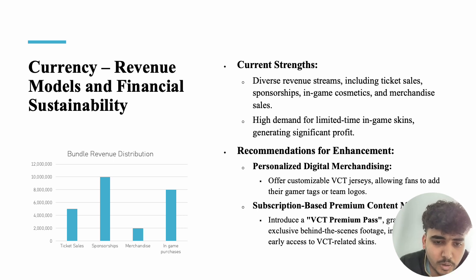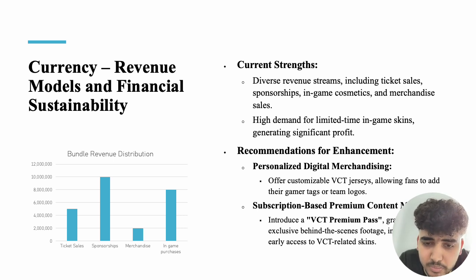So on my left you can see the distribution of the revenue, how it is collected, right? The first one is sponsorship, that is 10 million. The second one is in-game purchases, that is 8 million, followed by ticket sales, that is 5 million, and followed by merchandise, that is 2 million. So what is my recommendation for this?